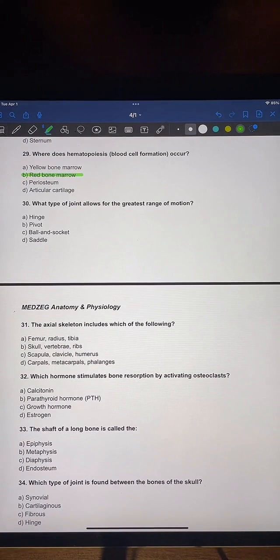Number 30. What type of joint allows for the greatest range of motion? What type of joint allows for the greatest range of motion? Think about where you move the most. Up, down, left, right, side to side.